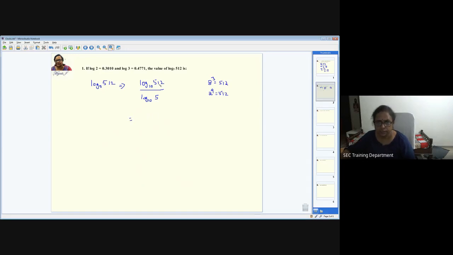And then this is log 2 power 9 divided by log 5. Log 5 I can also write as 10 by 2, because we need some known value. Next, bring this 9 outside, so this will be 9 log 2 whole divided by log 10 minus log 2. Here the 9 will come as such, and log 2 we have to replace. We can replace the value here. What's the value of log 2?